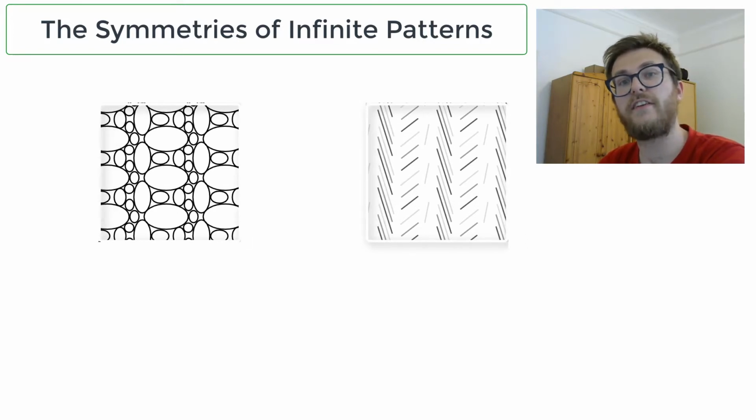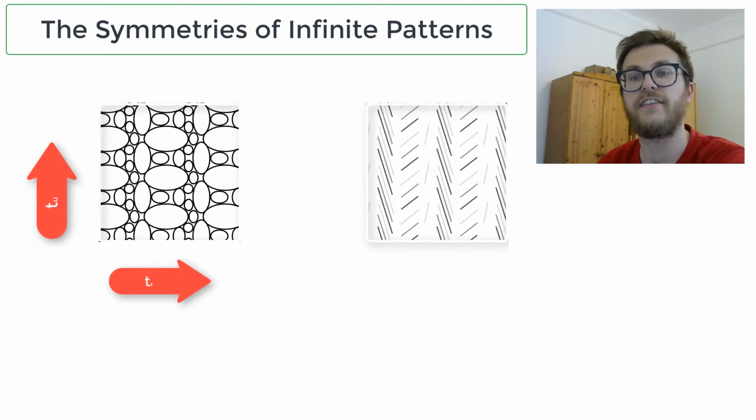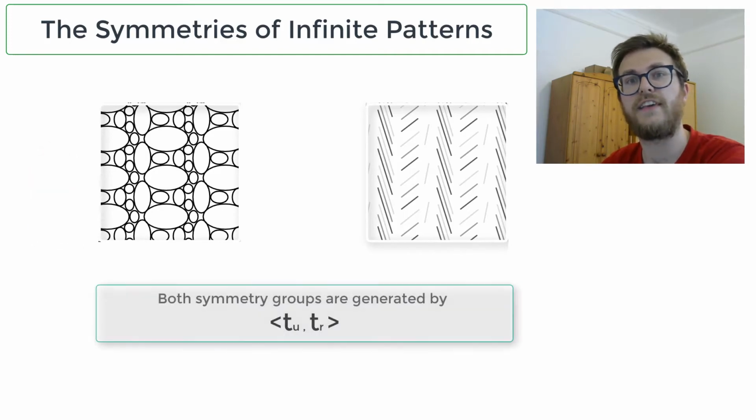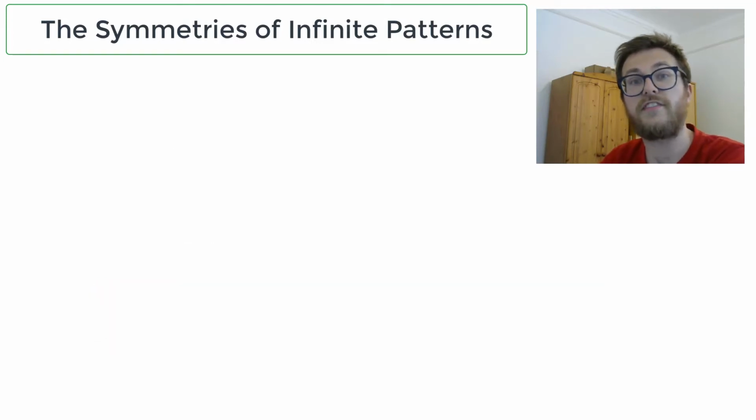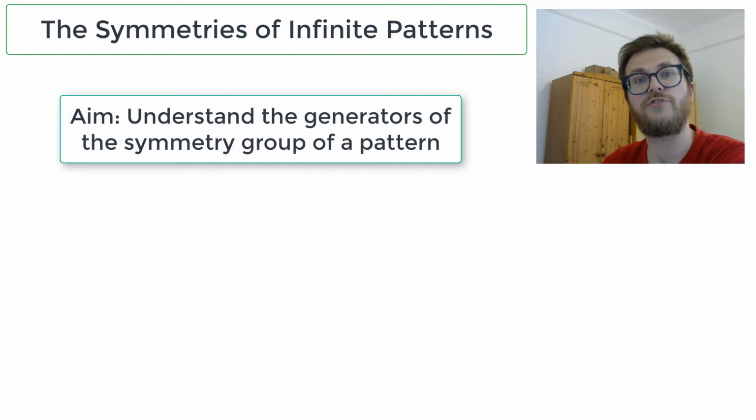In fact, these patterns only have translational symmetries, no reflections and no rotations. And every translation can be written in terms of the upward translation TU and the rightward translation TR and their inverses. TU inverse, which is a translation downwards, and TR inverse, which is a translation to the left. In other words, the symmetry group of these two patterns is generated by TU and TR in both cases. Since they have exactly the same generators, their symmetry groups must be exactly the same. So our job in general is simple. If we can understand the generators of a symmetry group of a pattern, then we can represent the symmetry group much more easily and compare it to other symmetry groups more easily as well.